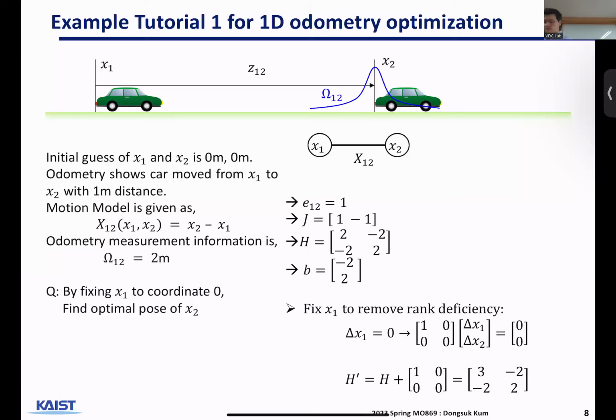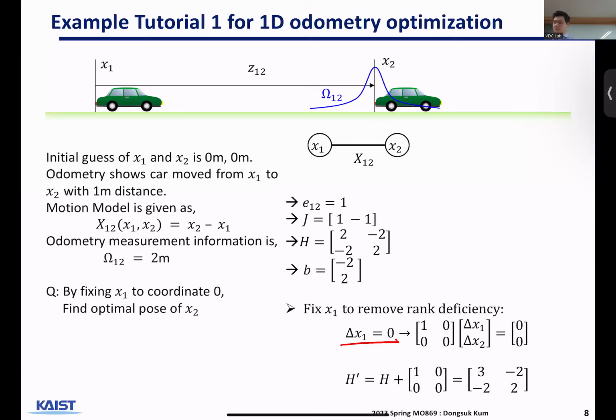Okay. Now let's compute del x. But before we do that, we need to remove the rank deficiency. Remember, so we need to remove the rank deficiency to actually compute numerically. So we are going to fix x1. Okay, so that means delta x1 equals 0. So x1 is not moving anywhere. So that's going to fix x1.